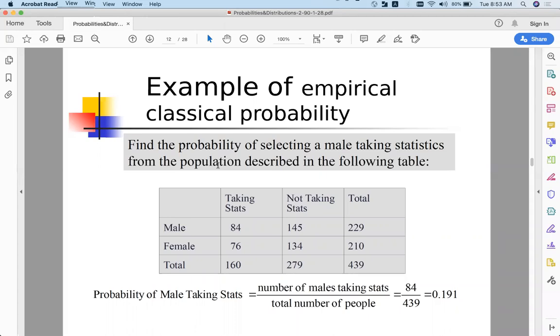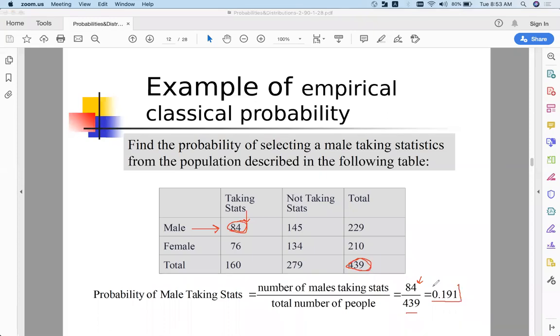So what is the question? What are the favorable outcomes? They are asking for males taking stats, which is 84. So the denominator is 439 because it's the total population. The numerator is the favorable outcome, which is 84. These are the males who are taking the statistics class. So basically 84 divided by 439, and the answer is 0.191. Any questions or doubts on this problem?